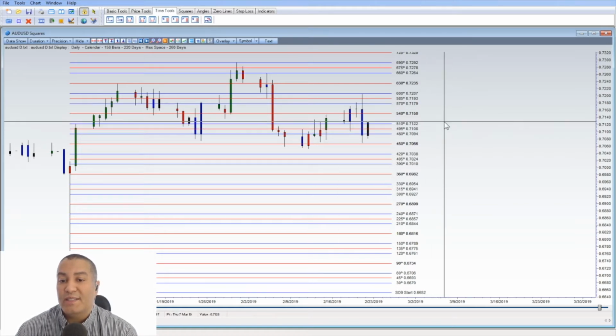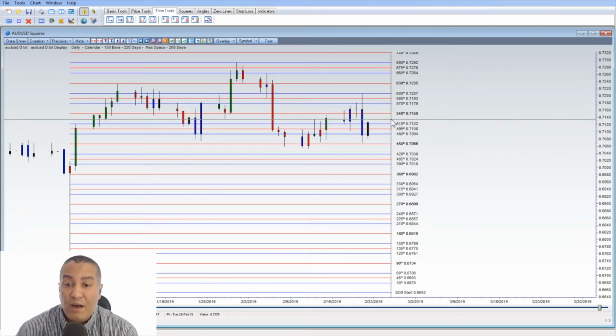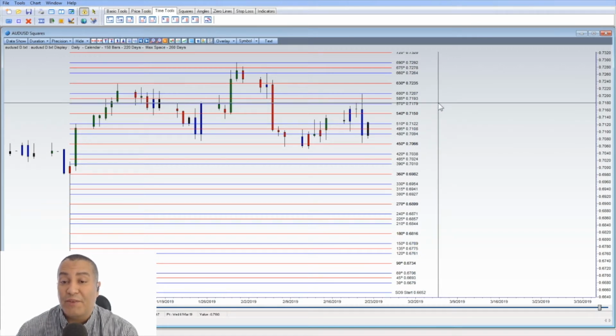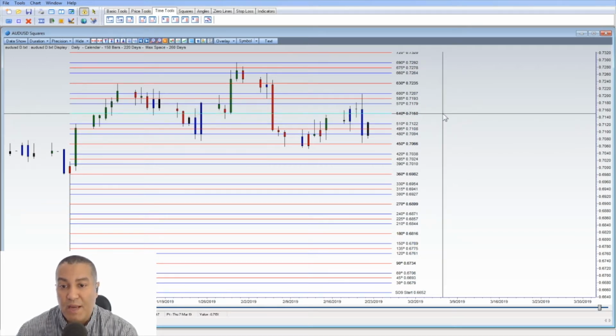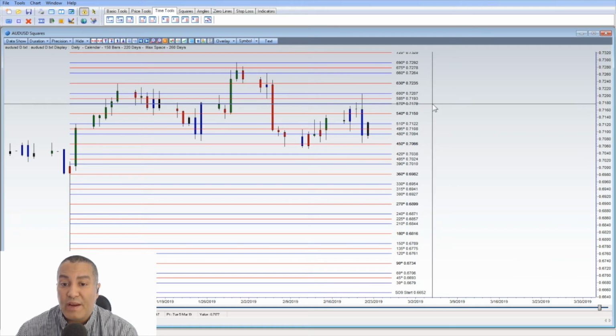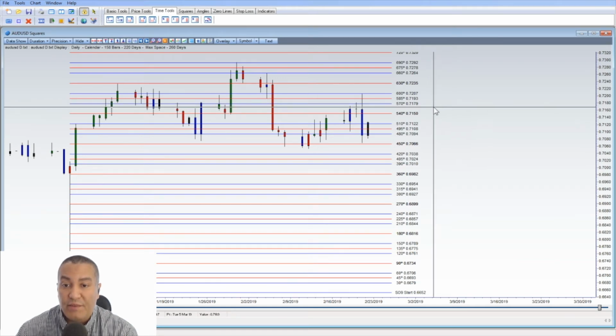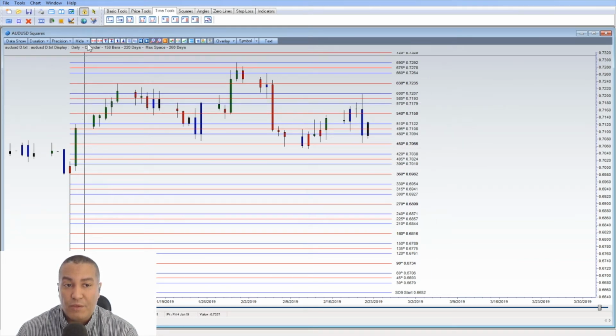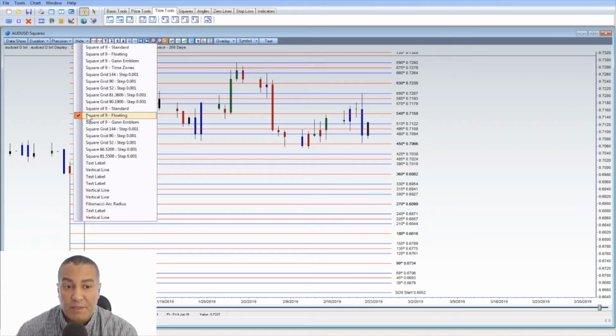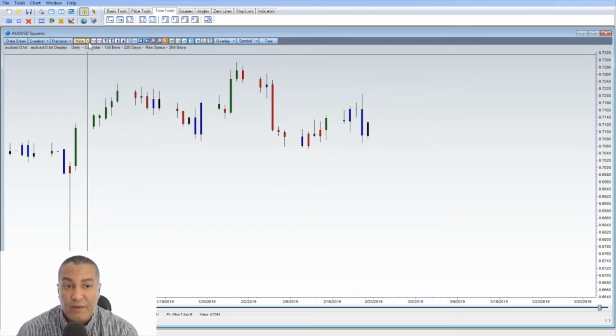As high as we went is 71.40. The 450 degree is 71.50, so it's 10 pips higher. And if it gets up through there, then the next target would be 71.79. So those are the levels you want to watch to the upside. And that's the Square of 9 floating.